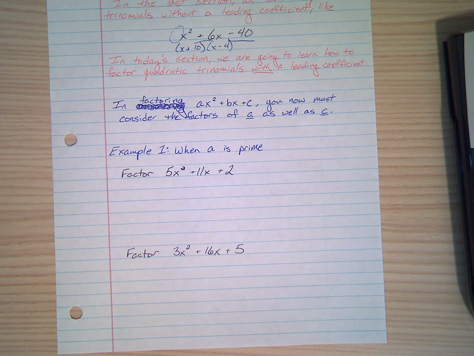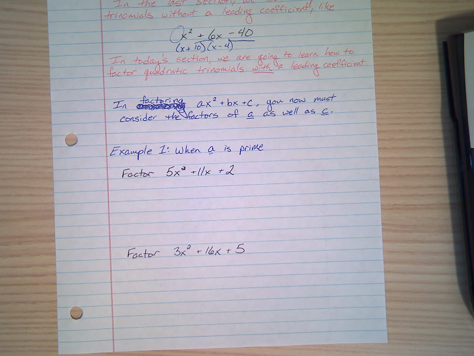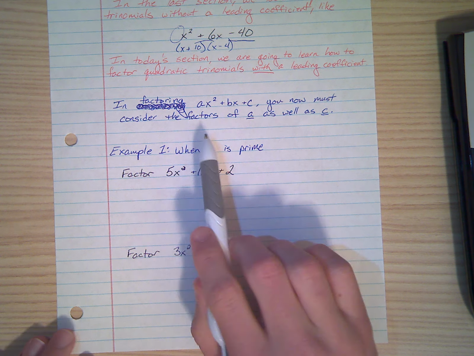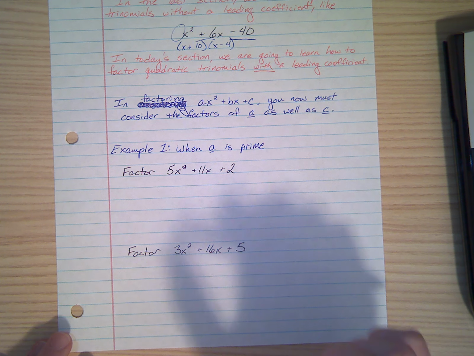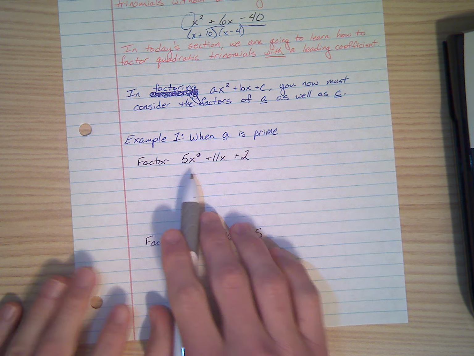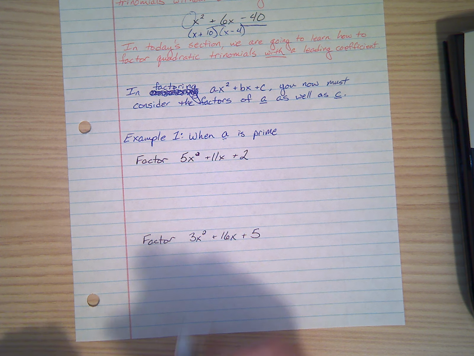All right. Our first example today is when that leading coefficient, a, is a prime number, meaning it only has two factors, one and itself. So what we have to do now is consider the factors of a as well as c. So what do I mean by that? Okay, well, if we have 5x squared plus 11x plus 2.